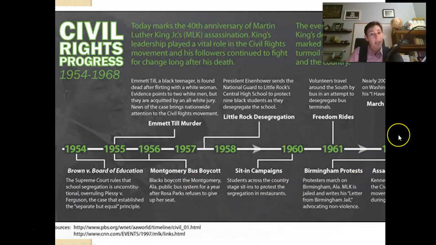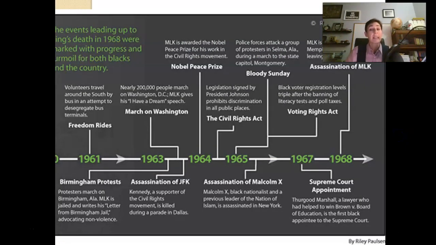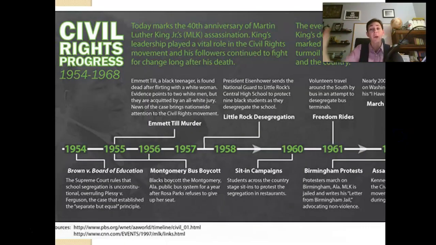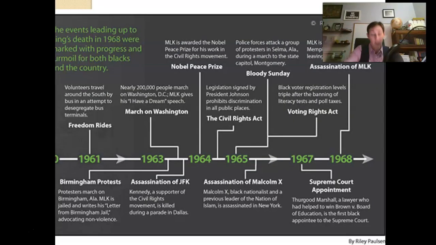So, again, pay attention to this timeline. Write down the key ideas that stand out to you, and we'll talk about these in more detail in class, right? So you can pause the video, write this stuff down, and then go. This is the other half of the timeline. Again, pause the video, write this stuff down, and we'll discuss this in more detail in class.